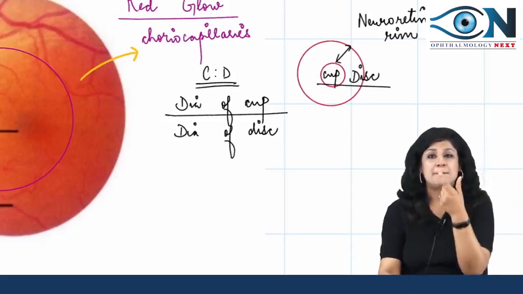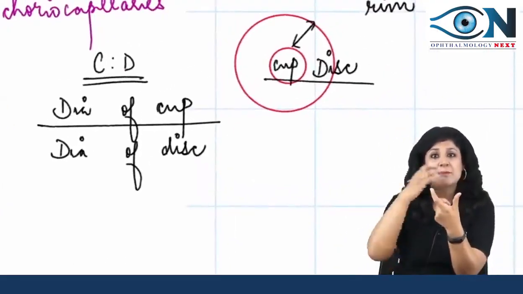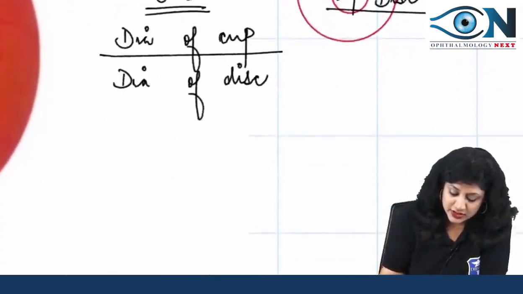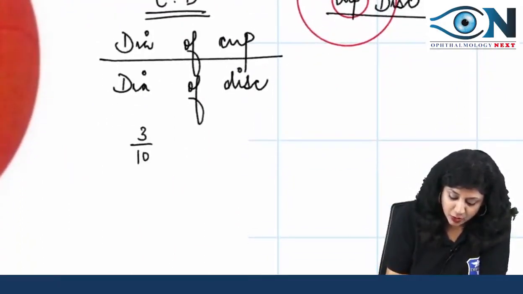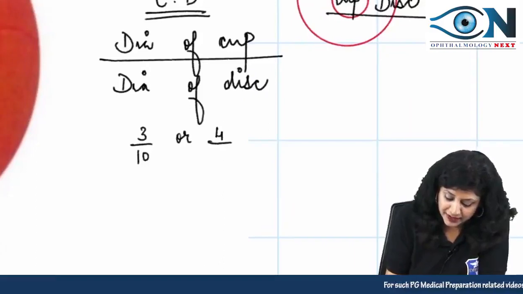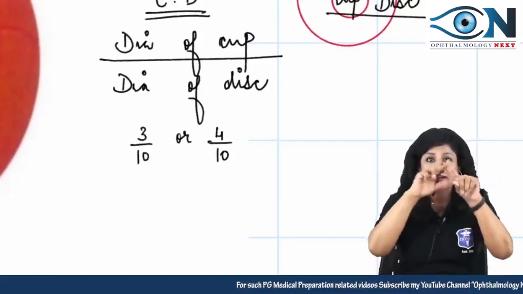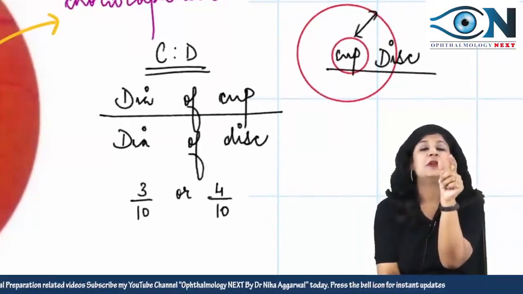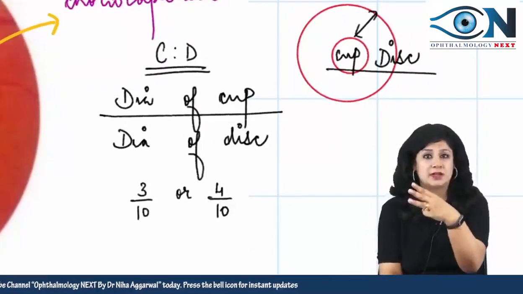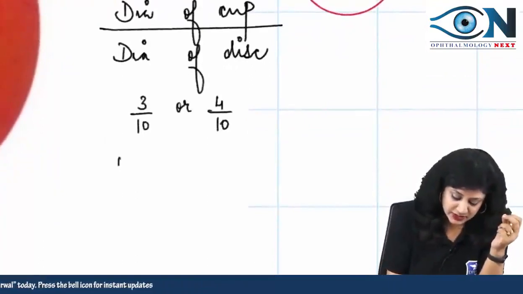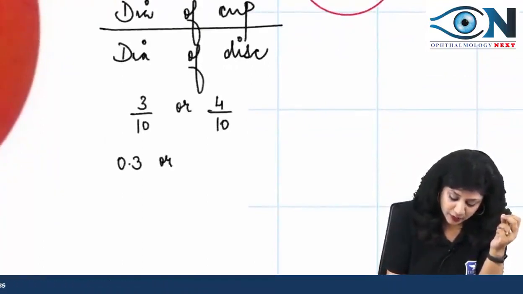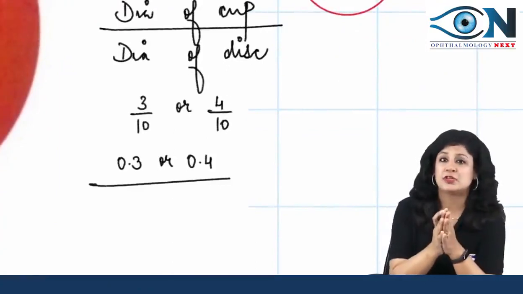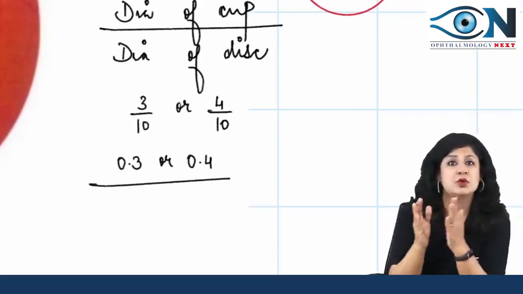So if I compare this diameter of the cup in comparison to the whole of the disc, it is just 3/10 parts, or it is 4/10 parts. That means if I divide the whole of the disc into 10 parts, the cup will occupy only 3 parts or 4 parts. So the CD ratio is 0.3 or 0.4. Therefore, the normal CD ratio that you get is 0.3 or 0.4.